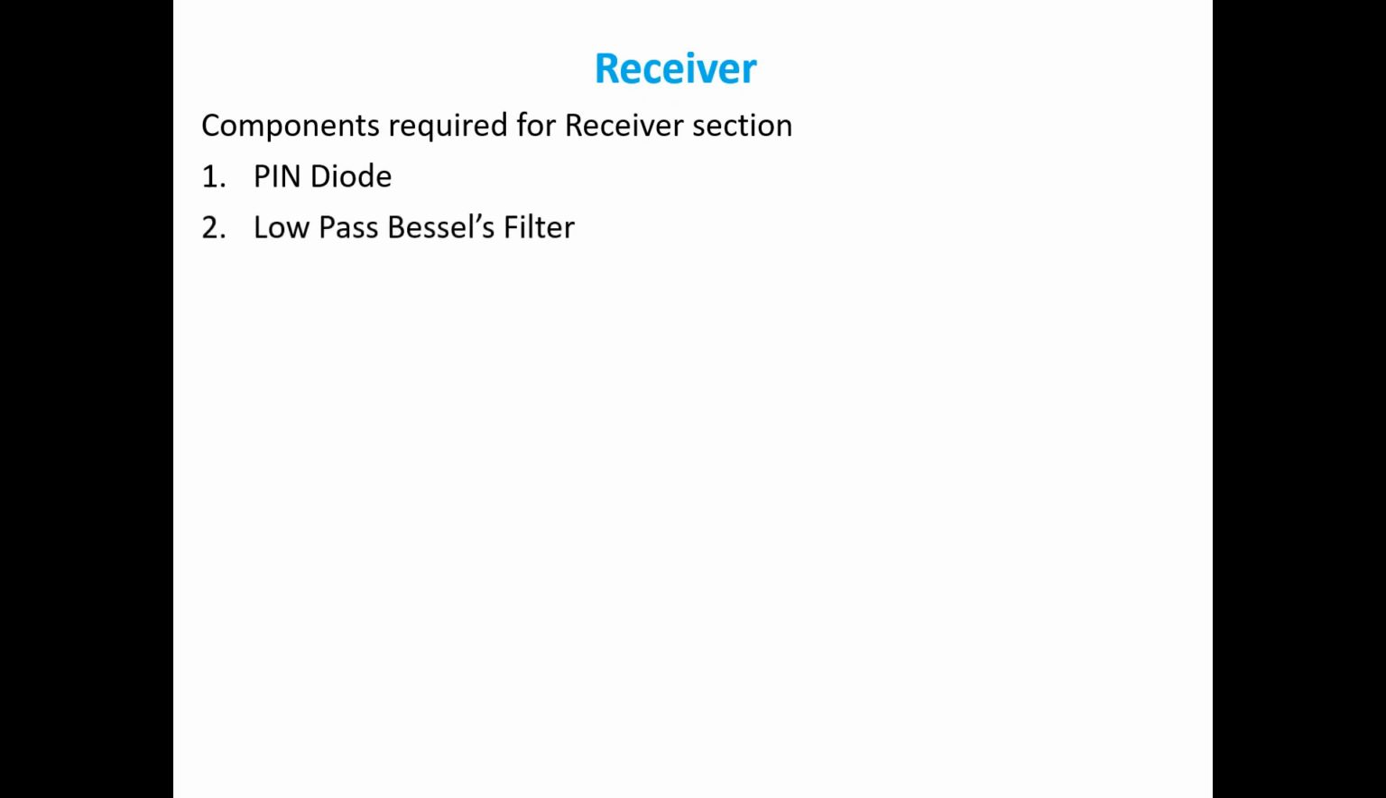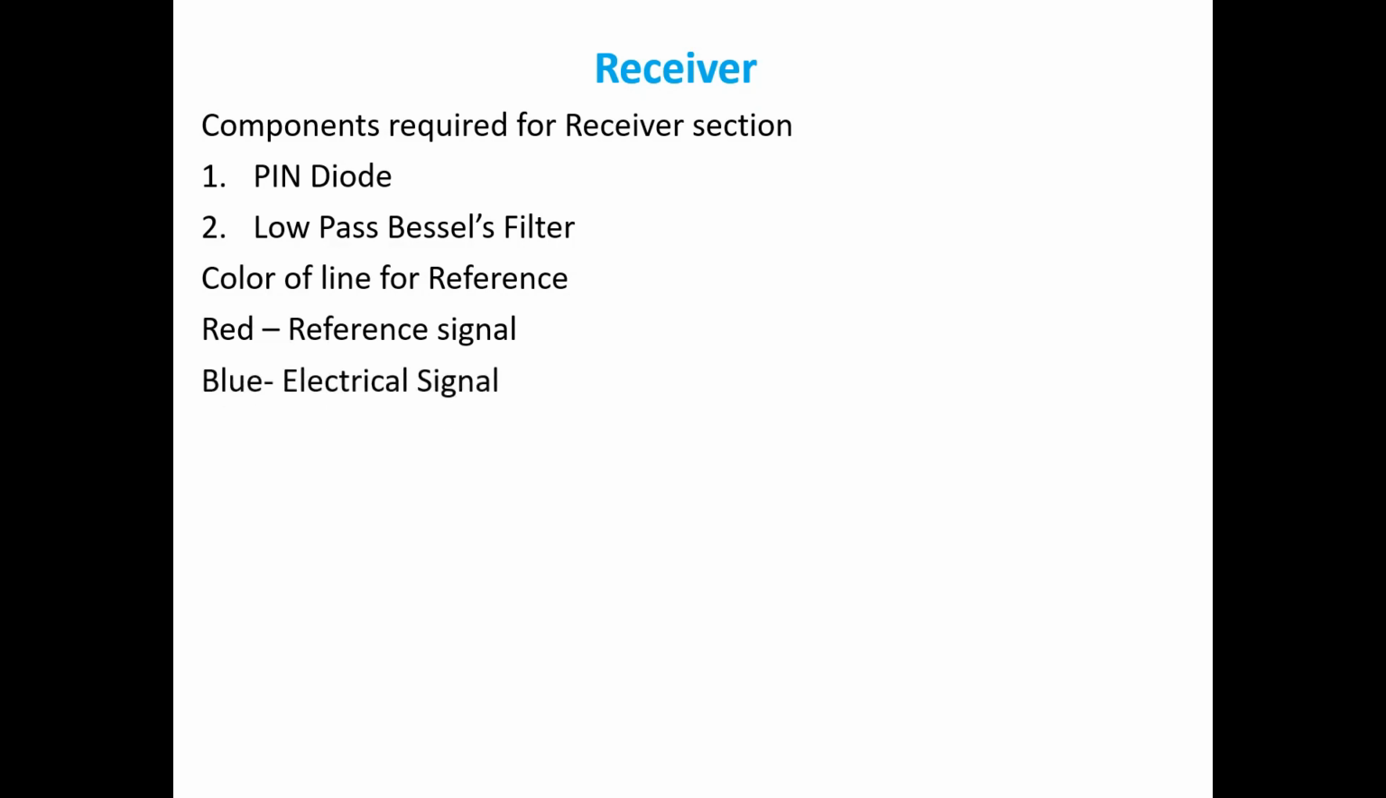So let's move ahead. Now coming towards your receiver section, once you transmitted the signal through your optical fiber, it is to be received in the receiver section. At the receiver section, I'm using the pin diode, but you can use any other diode as far as your knowledge is concerned. Then the second thing at the receiver side, which is very important, is the low pass Bessel filter. Then I'm telling you the color code for reference once again. Red is reference signal. Blue is electrical signal. Whenever you are making a connection between two components, if the color is blue, that means it is an electrical signal. And if color is green, it means it is an optical signal.